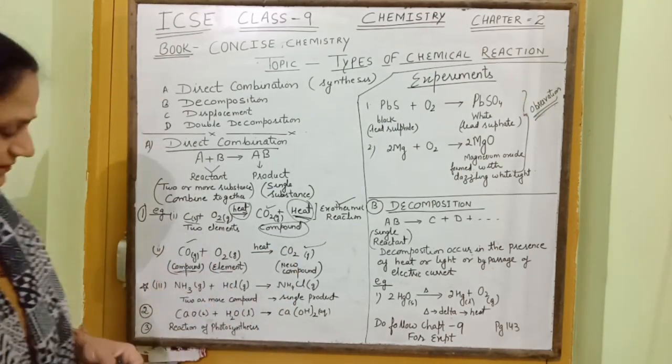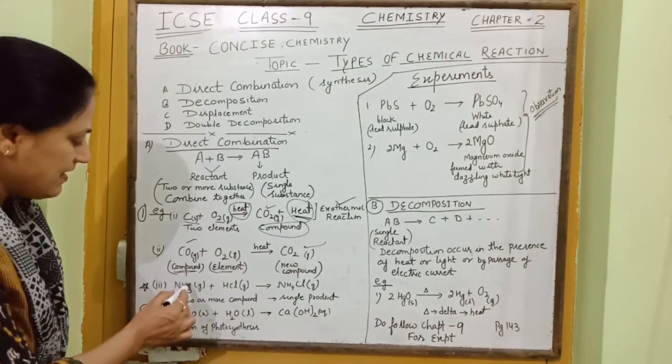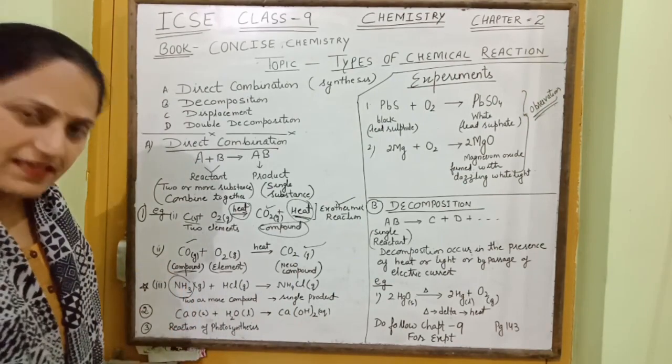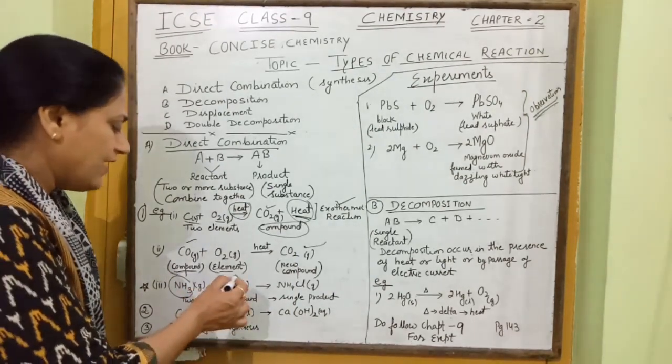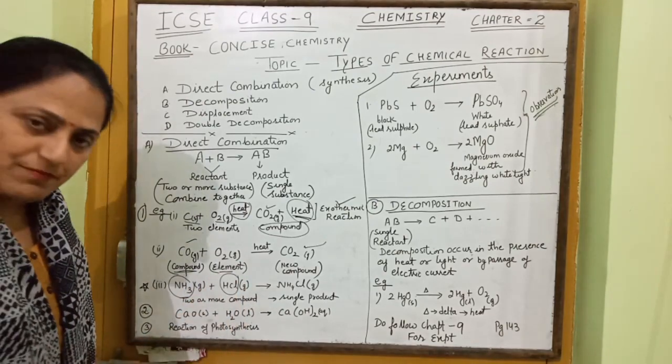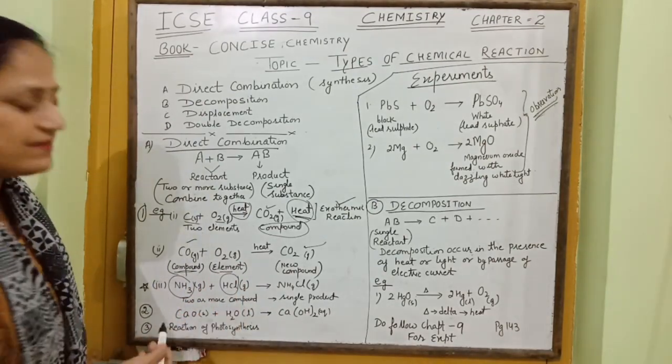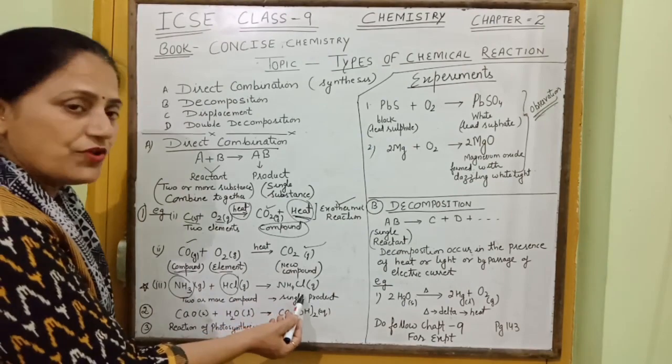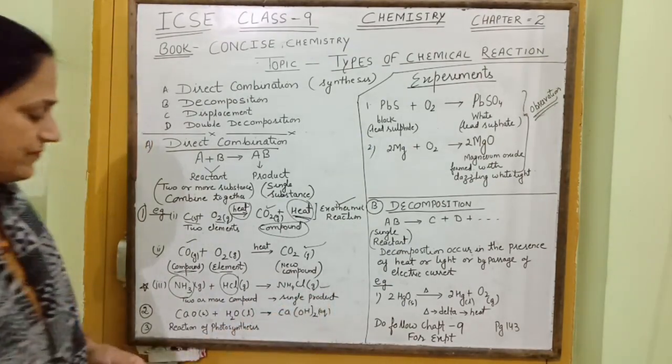And now see the third reaction. Here you can see ammonia, which is a compound, and hydrogen chloride, which is also a compound. Both the gases when combined together give ammonium chloride, which is a solid.